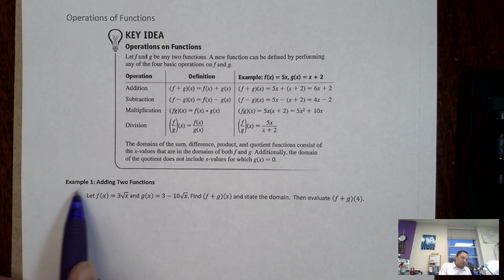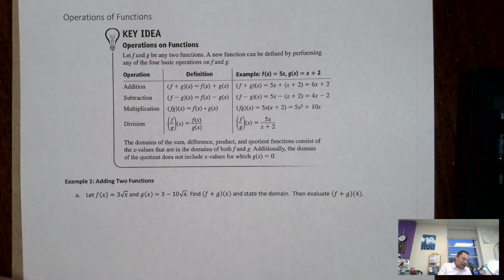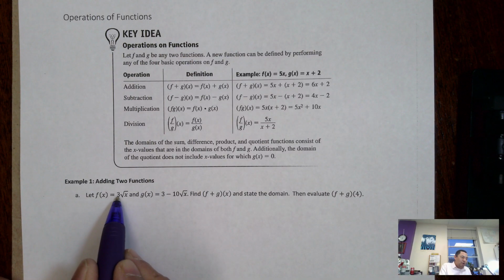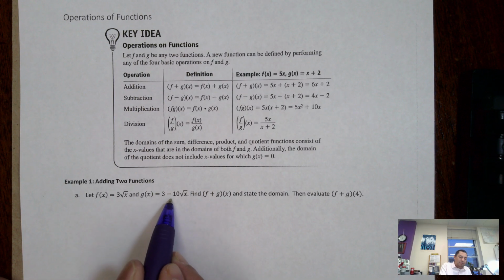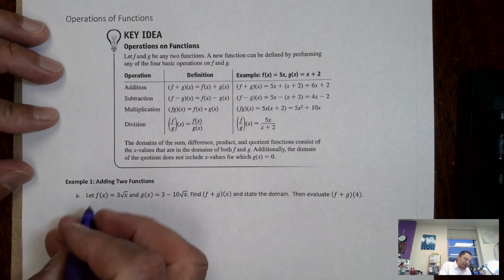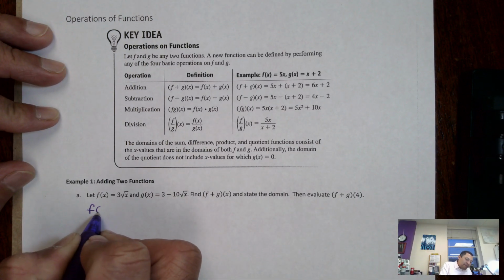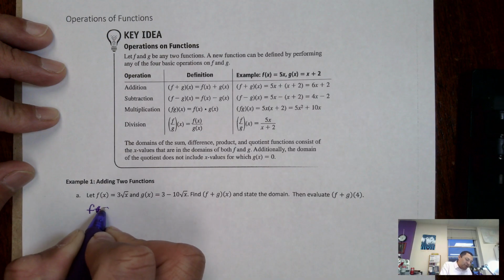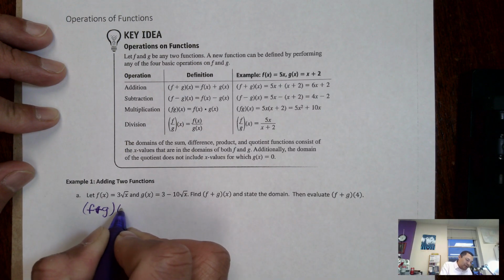So in this case, for example, example 1, I have let f(x) equal 3 square root of x and g(x) equal 3 minus 10 square root of x. Find f plus g of x, right?